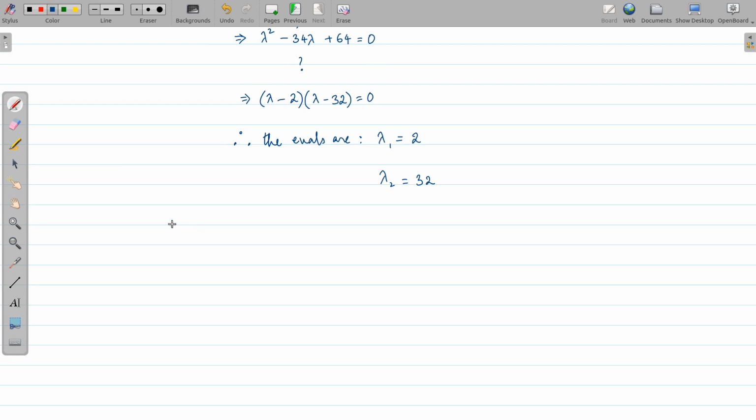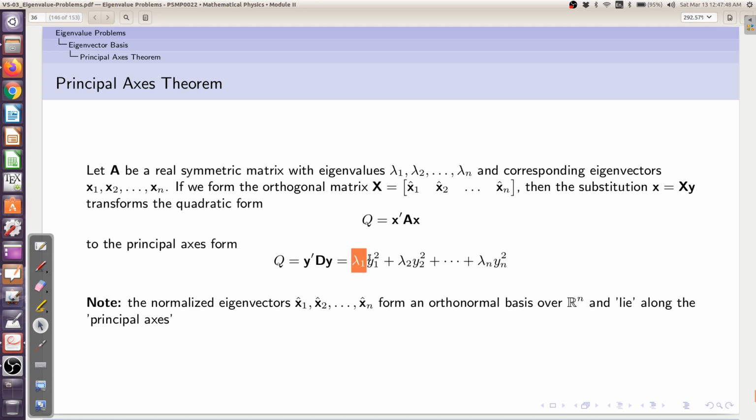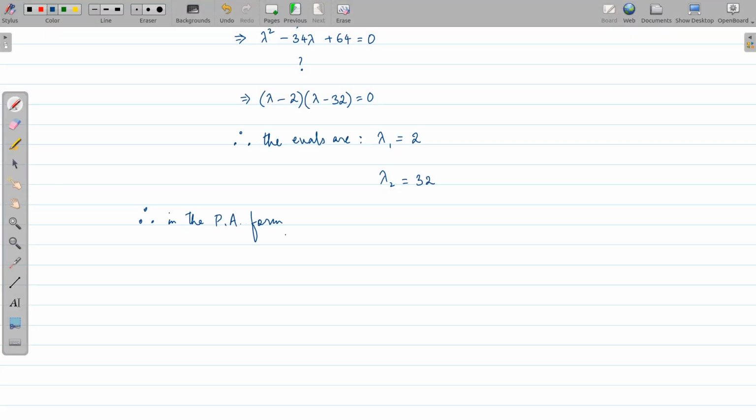So in the principal axis form, let's go back to the slides. What happens in the principal axis form? There are no cross terms, only y1 squared, y2 squared, multiplied by lambda 1, lambda 2, and so on. Here there are only two eigenvalues, so it will simply be lambda 1 y1 squared plus lambda 2 y2 squared. So this very same quadratic form will be equal to lambda 1, which is 2, y1 squared, plus lambda 2, which is 32, y2 squared.